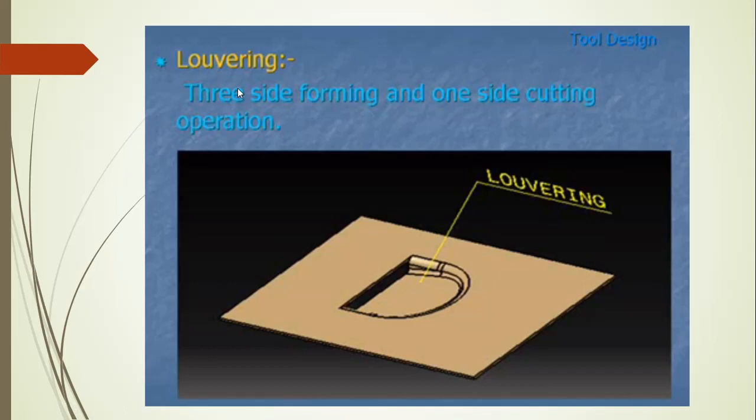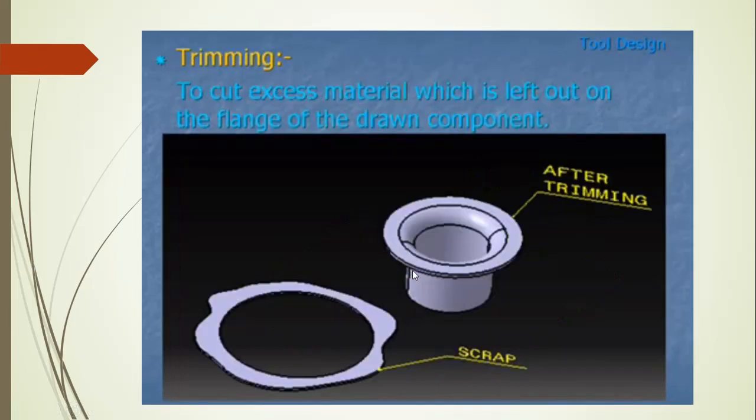Next one will be our lowering operation. As we saw in lancing, what we did in lancing, 3 side cutting and 1 side bending operation we called lancing. Similarly here also, lowering means the 3 side forming and 1 side cutting operation. That means number 1, number 2 and number 3, on those 3 sides we are performing the forming operation, and at the other side, that is the 4th side, we are performing the cutting operation. That particular operation we call a lowering operation.